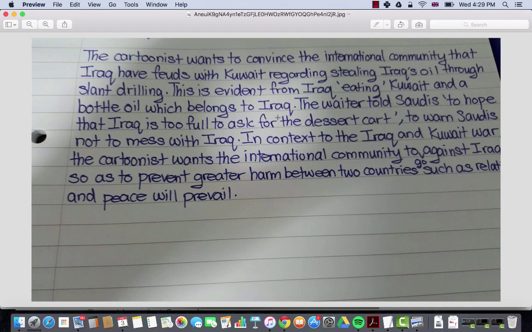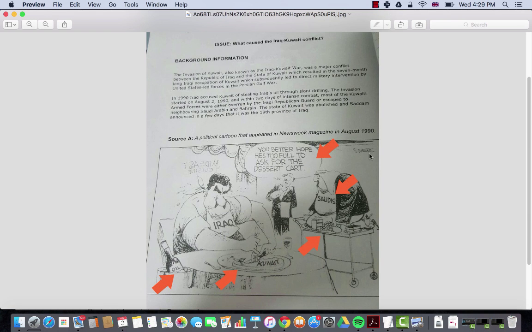And then you go on and explain the different parts of the cartoon. It looks something like, from the way the cartoonist draws Iraq eating up Kuwait, with oil as an accompanying beverage, and the Saudis being perched on the dessert cart. Okay, this suggests that Iraq is eating up Kuwait and may move on to the Saudis, to Saudi Arabia. So this is a warning. Okay, so the cartoonist drew this because he wanted to give a warning to the international community that if Saddam Hussein or Iraq is not stopped, he might go on to other countries in the Middle East.